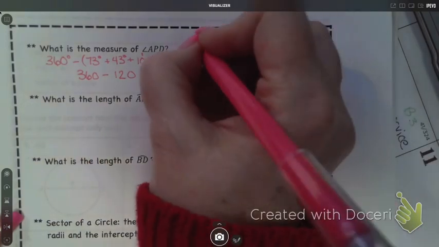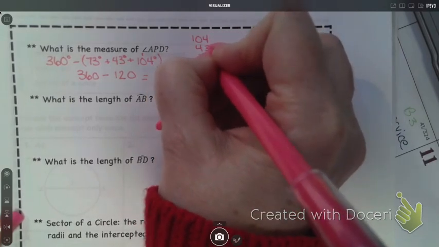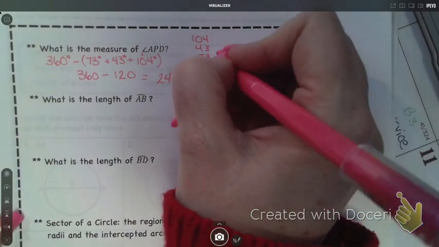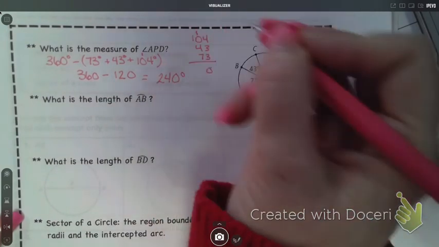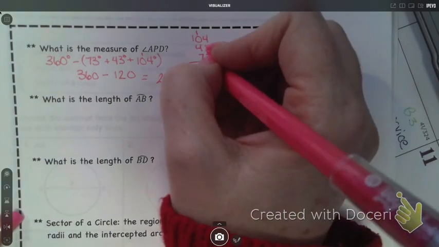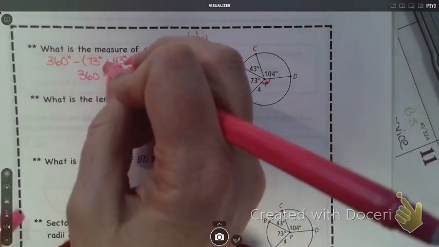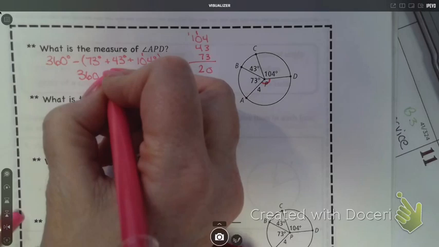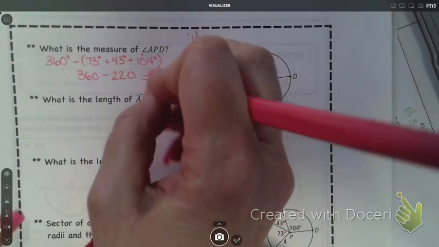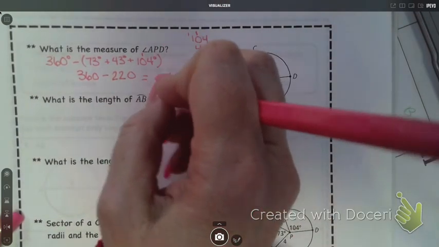Okay, let's do it. Tell me how that works. 104, 43 plus 73. So this is 10, carry a 1. 5 plus 7 would be 12, carry a 1. So 220. Oh, 220. I forgot to carry my other 12. Sorry. So it's not 240. It's what? 140. Thank you, Jenna, for asking. I forgot to carry it over.